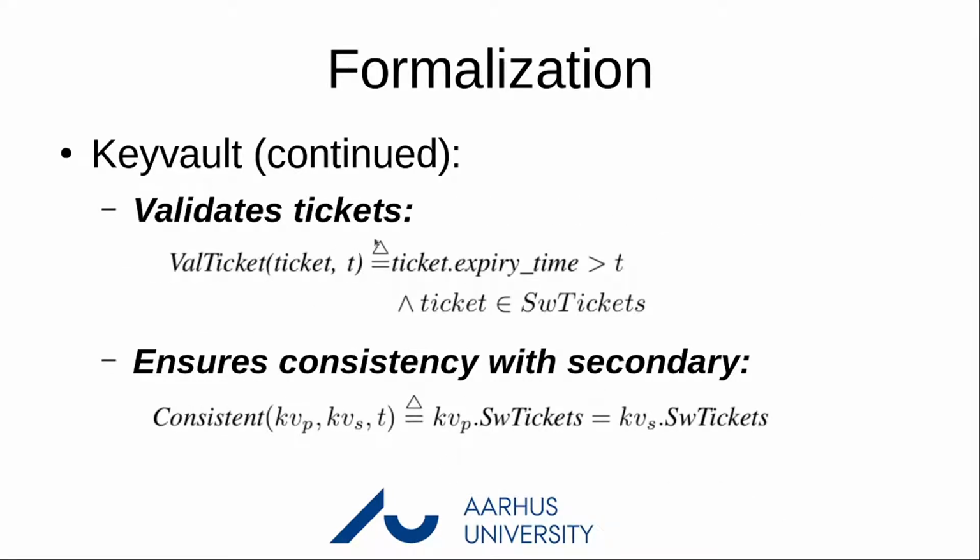Now we can validate tickets the same way. We check whether the tickets are still valid time-wise, and we check against a database of currently active tickets within the key vault. If the ticket is there, it's still valid. And we need to ensure the consistency with the secondary key vault. So both key vaults synchronize the currently issued or currently active tickets among themselves. So we have KVP as the primary and KVS as the secondary key vault.